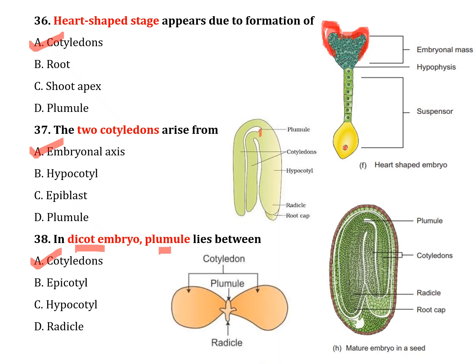This is the plumule which lies in between two cotyledon. These are the cotyledon. The plumule lies in between cotyledons in dicot embryo. This is the plumule and these are the cotyledons.